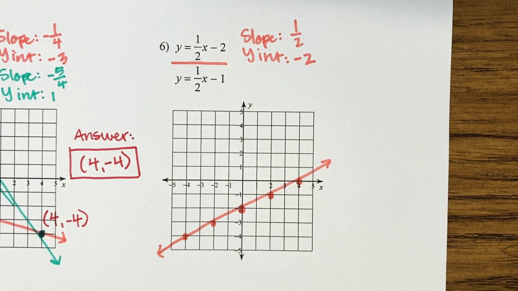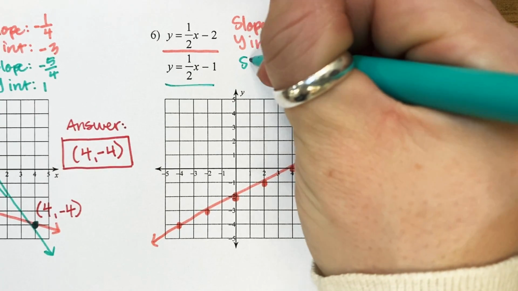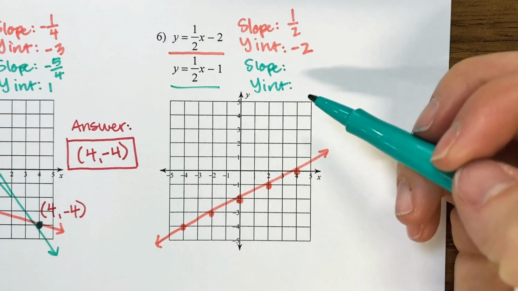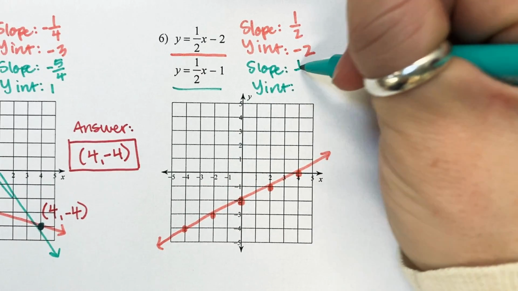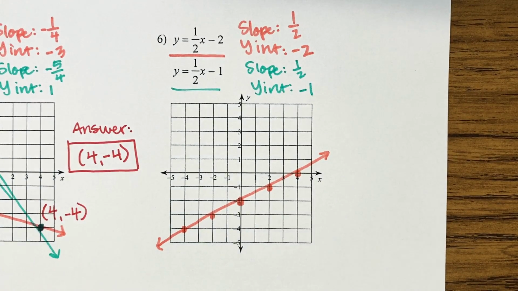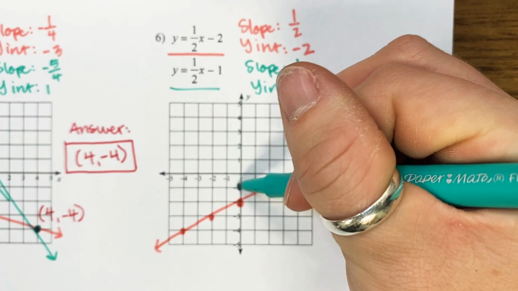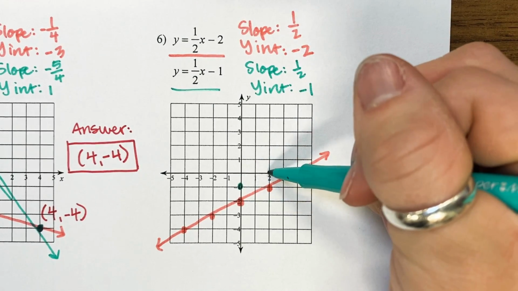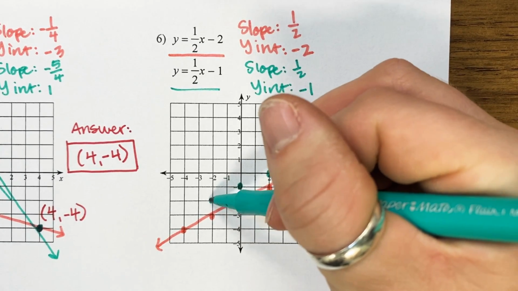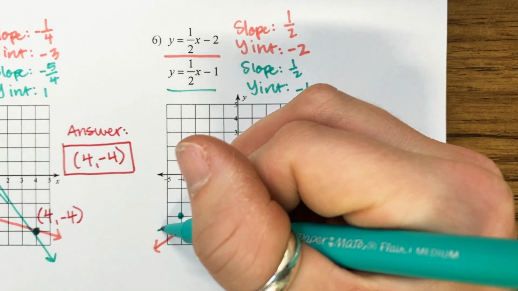Now let's do our green line. Okay, so we have our slope and our y-intercept. Okay, so my slope again is 1/2, and my y-intercept is -1. Okay, so I'm going to start at -1, my y-intercept. And I'm going to go up 1 over 2, maybe down 1, back 2, down 1, back 2, and that's all the points I can put on my graph.